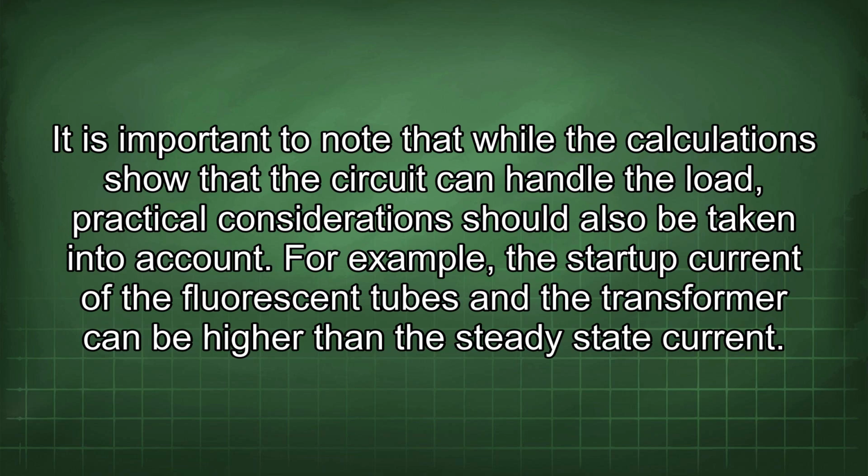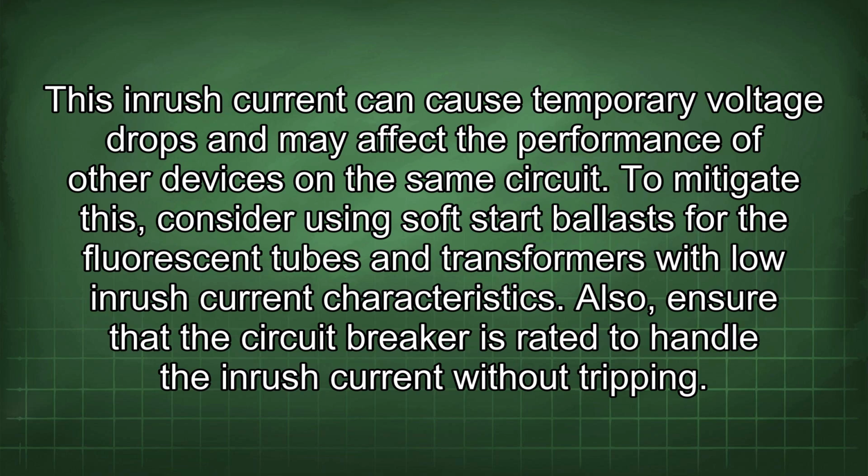For example, the startup current of the fluorescent tubes in the transformer can be higher than the steady-state current. This inrush current can cause temporary voltage drops and may affect the performance of other devices on the same circuit. To mitigate this, consider using soft-start ballasts for the fluorescent tubes and transformers with low inrush current characteristics. Also, ensure that the circuit breaker is rated to handle the inrush current without tripping.